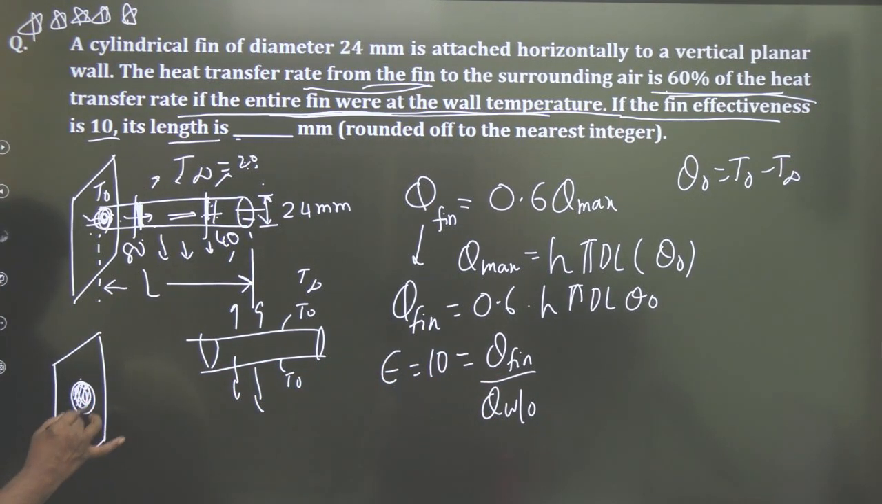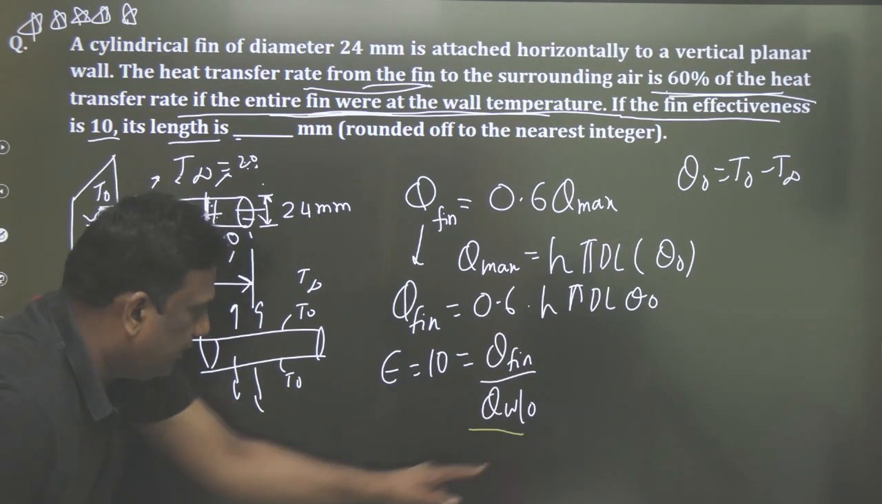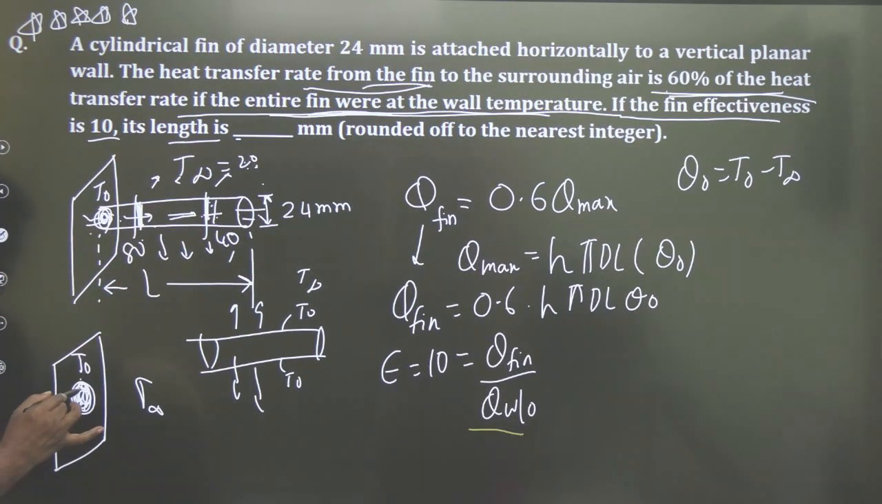And this is temperature T0. The base is at T0, and the ambient is T ambient. Now you tell me what is the heat transfer from this. If I want to calculate heat transfer without fin, I have removed the fin. So if there is no fin, what is the heat transfer from this?